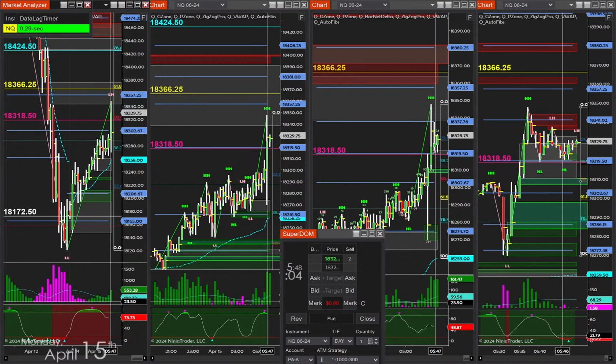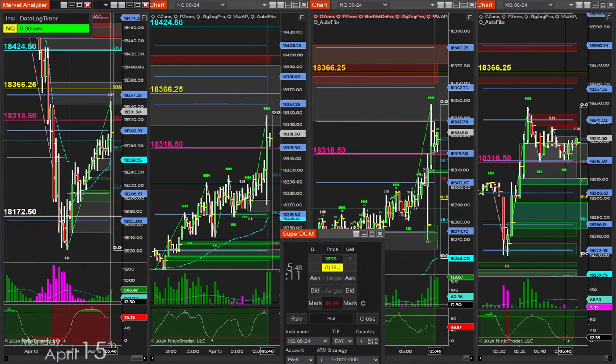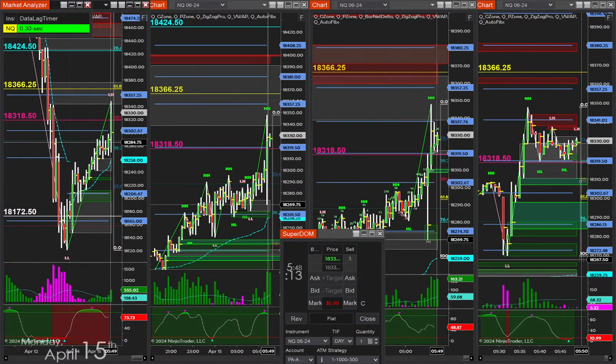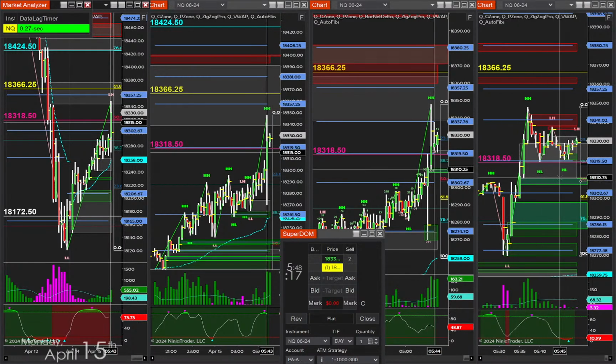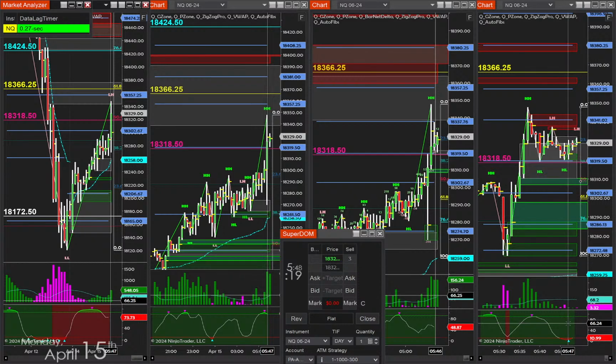So I need this momentum to be outside of this red zone, right? To take the short. But again, on the 1 minute, you're going to expect, again, not a lot of volume here.